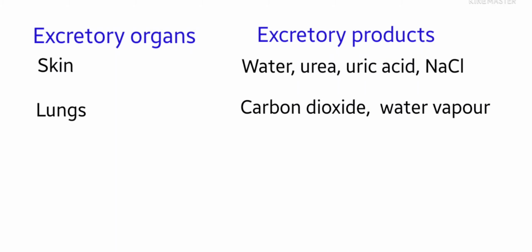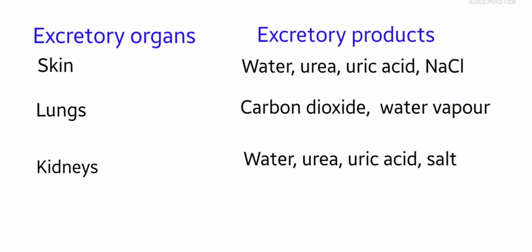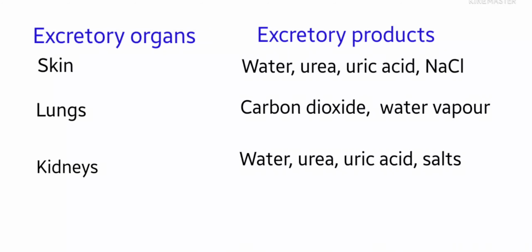There are different organs of excretion in the body. Water, urea and salts are secreted by the sweat glands and removed by the skin. Carbon dioxide and water vapor are removed by the lungs. Urea and uric acid, which are the products of protein catabolism in the liver, are removed by the kidneys.